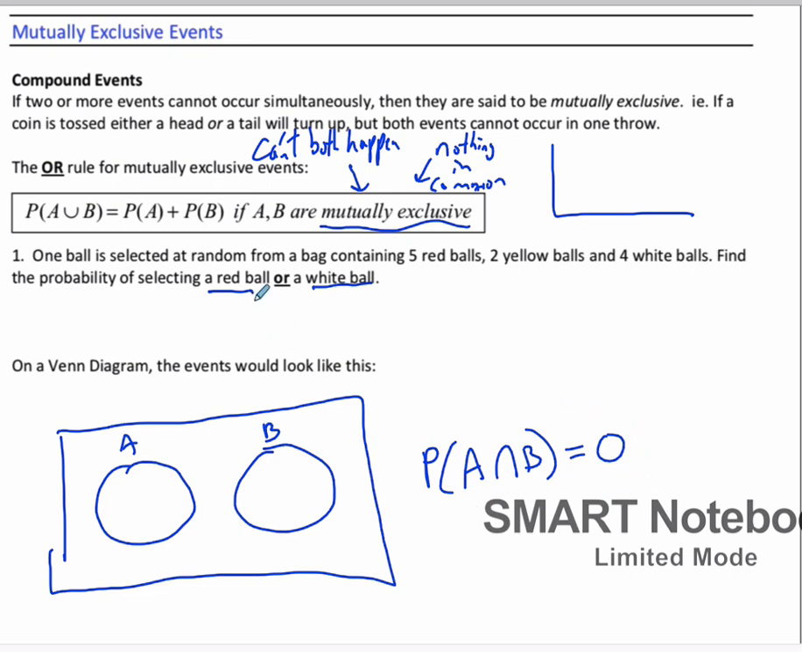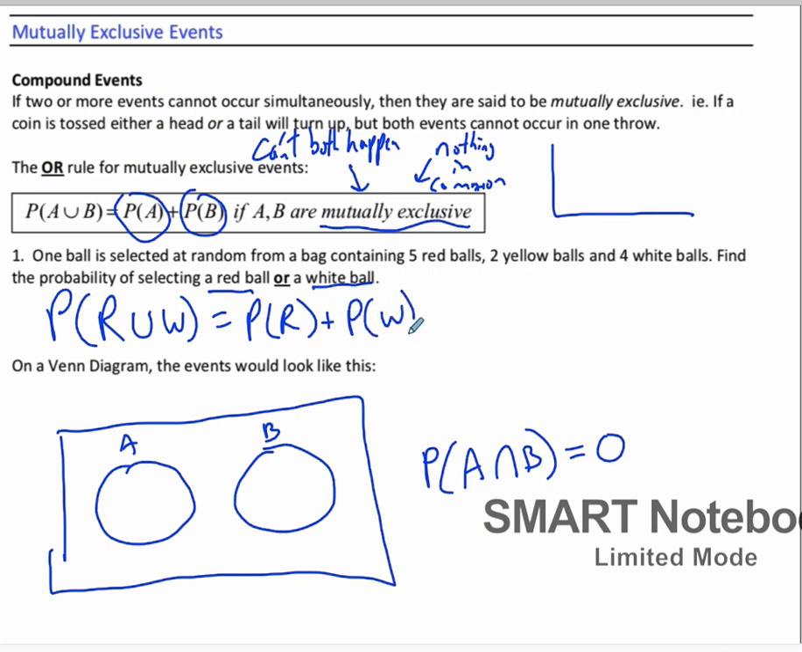The intersection is 0. So the probability of getting a red ball or a white ball is just going to be the probability of red plus the probability of white. That only works if they're mutually exclusive. In this case they are. So the probability of red is 5 over 11, and the probability of white is 4 over 11. So that probability altogether is 9 over 11.